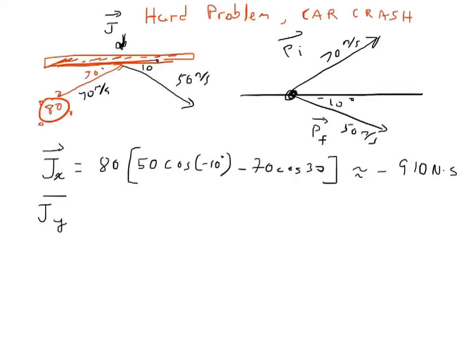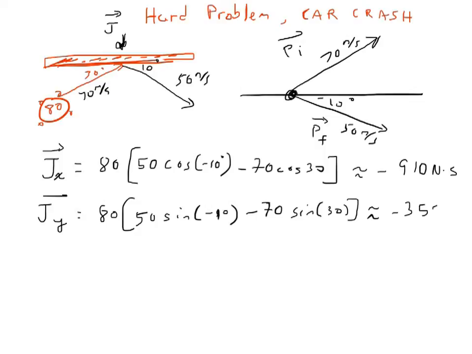And the impulse in the y direction, again we're going to have the 80 for its mass. The final momentum was 50 sine of negative 10 minus the initial momentum, 70 sine of 30. And this equals roughly negative 3,500 Newton seconds.